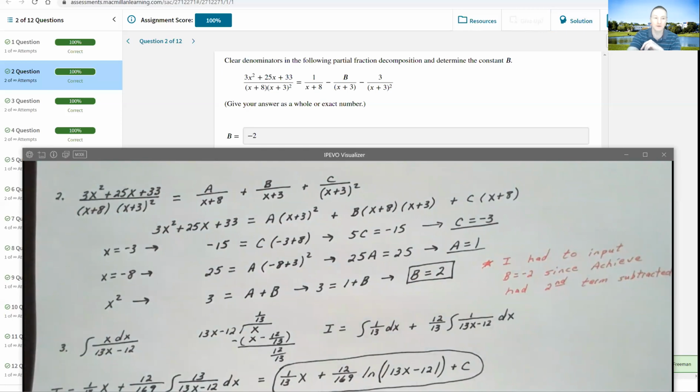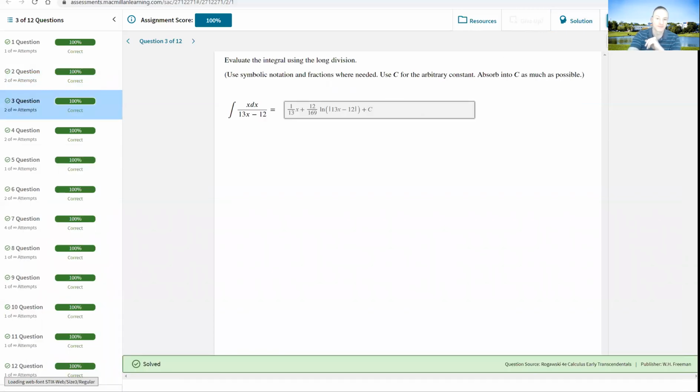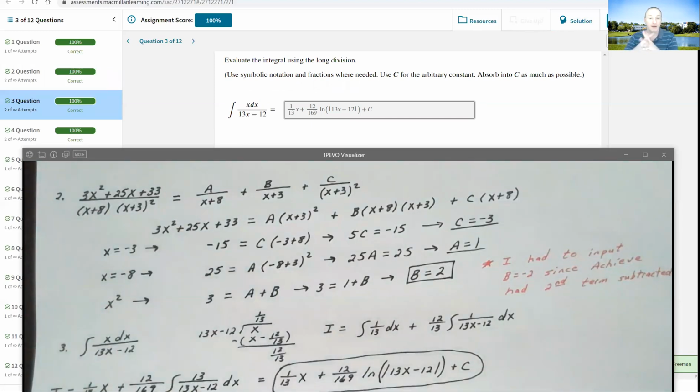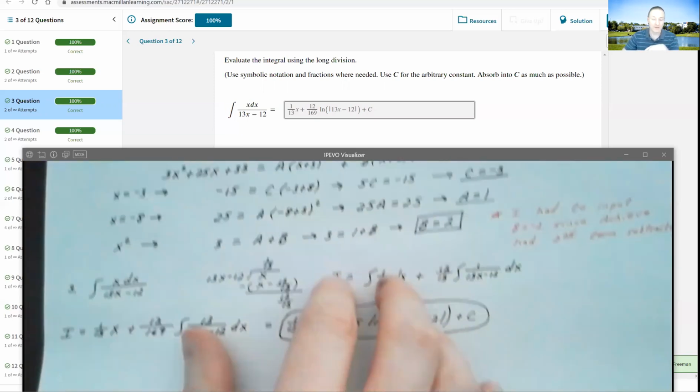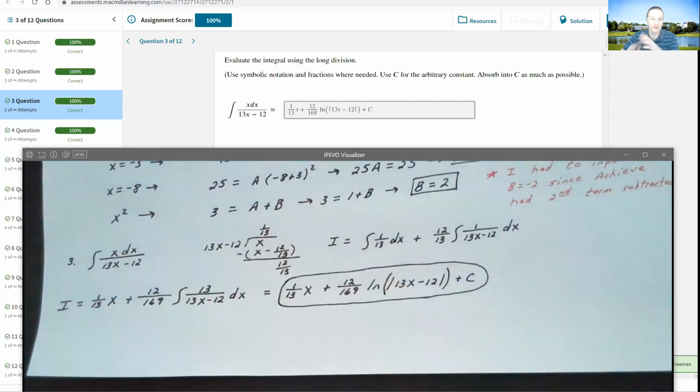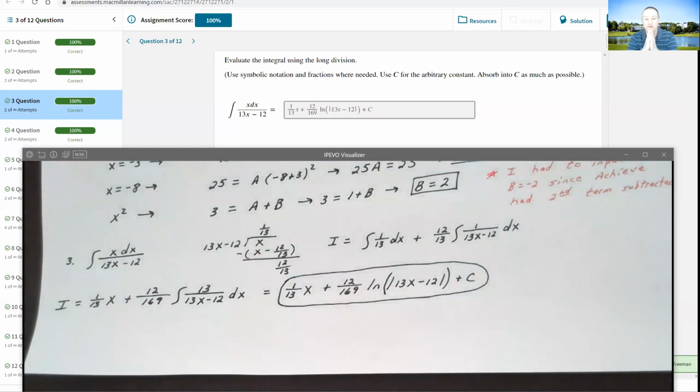Okay, up next here. Good question. For number 3, we have the integral of x with respect to x over 13x minus 12. So I just have that one linear factor in the denominator to the first power, but my numerator is to the first power as well.